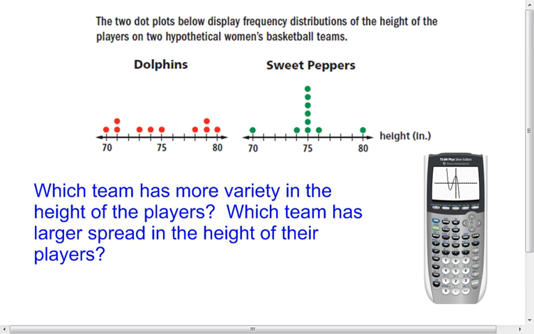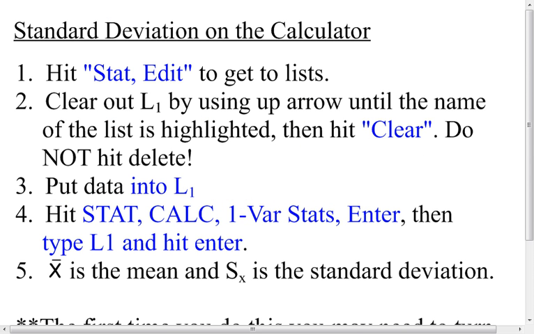And so we're going to look at just some different pieces of data and talk about what we have to use when. What I would like you to do is take your graphing calculator and put the Dolphins in list 1 and the Sweet Peppers in list 2. So for the Dolphins, you're going to enter 70, 71, 71, 73, 74 in list 1. And then for the Sweet Peppers, you're going to put that in list 2. I want you to hit pause while you do that, please.